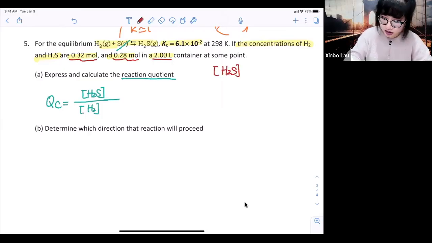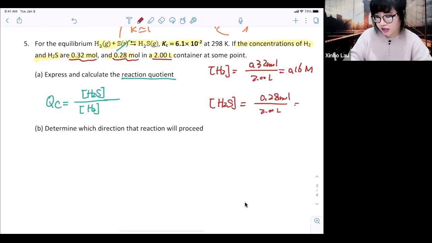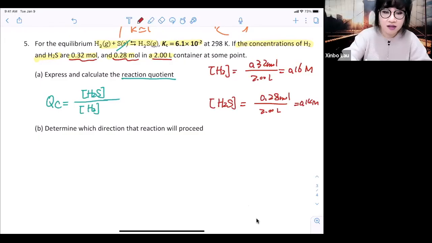Let's do H2 first. For hydrogen, given moles is 0.32 mole divided by 2 liter. That's easy, right? 0.16 molarity. And now the other one will be 0.28 divided by 2. So I have 0.14 molarity. Now you have the concentrations, so now we can plug them in.